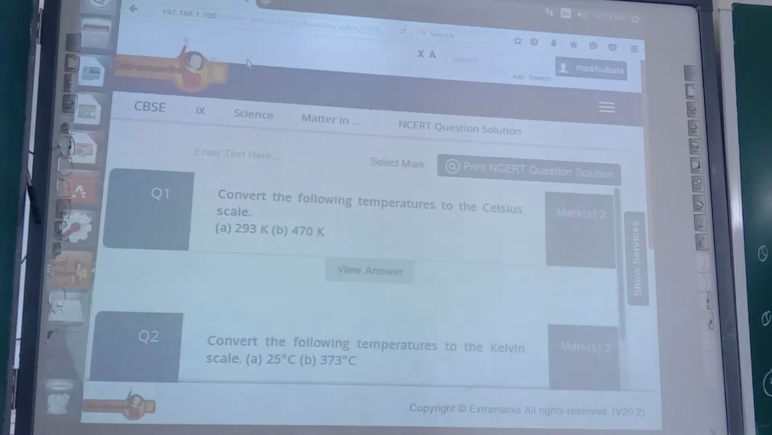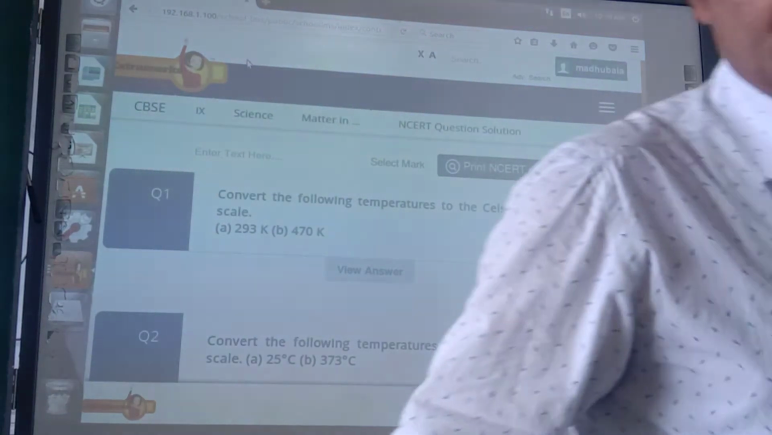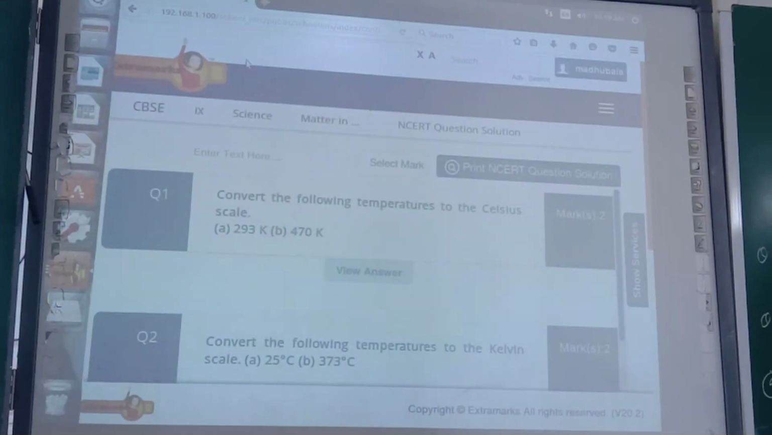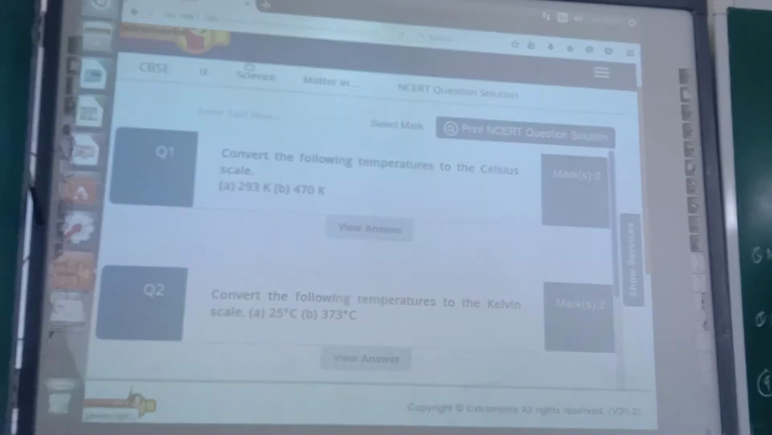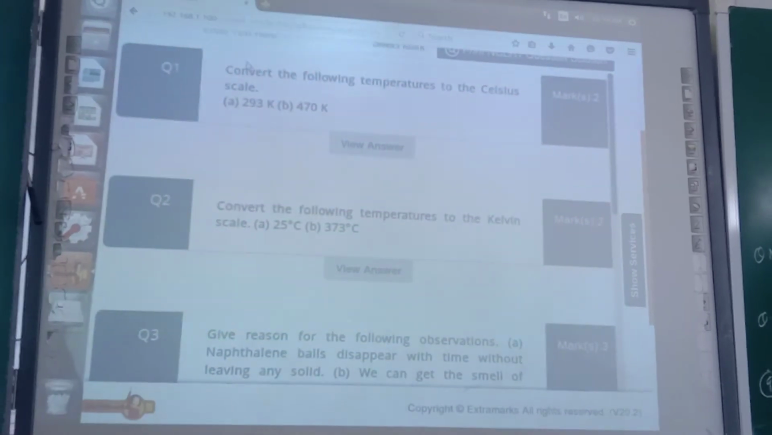So okay dear cadets, now some NCERT exercises are there and I am going to complete those exercises with the help of extra marks. The question number first that I have already completed: convert the following temperature to the Celsius scale and convert the following temperature to the Kelvin scale. Just now I have completed. Now let us move towards question number 3.